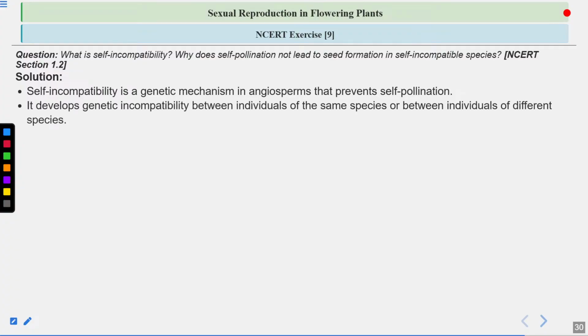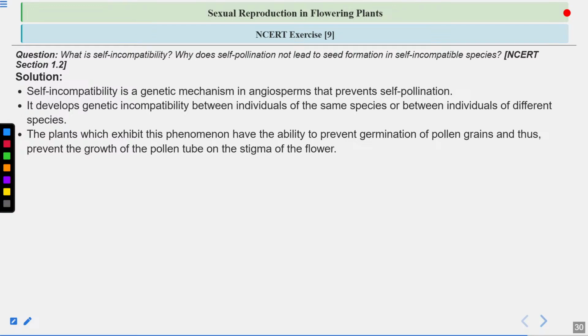It develops genetic incompatibility between individuals of the same species or between individuals of different species. If the pollen is coming from exactly the same species, from the same flower, then they will discourage it. They will not allow the pollen to germinate on the stigma. Or if the pollen is coming from a different flower, then also it does not allow the pollen to germinate on the stigma.